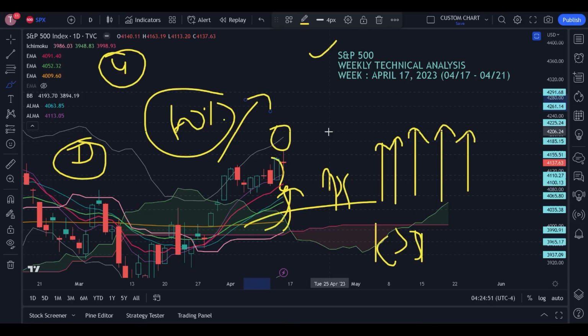Secondly, we have seen that on the weekly chart, the S&P 500 is still about 80% bullish. This means that the S&P 500 is still in the short-term bullish trend. It will remain in the short-term bullish trend until and unless a few conditions are seen in the entire US stock market, right?